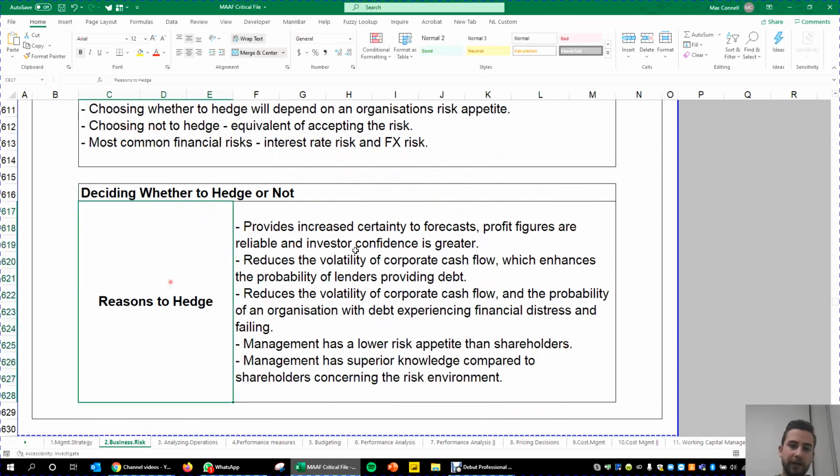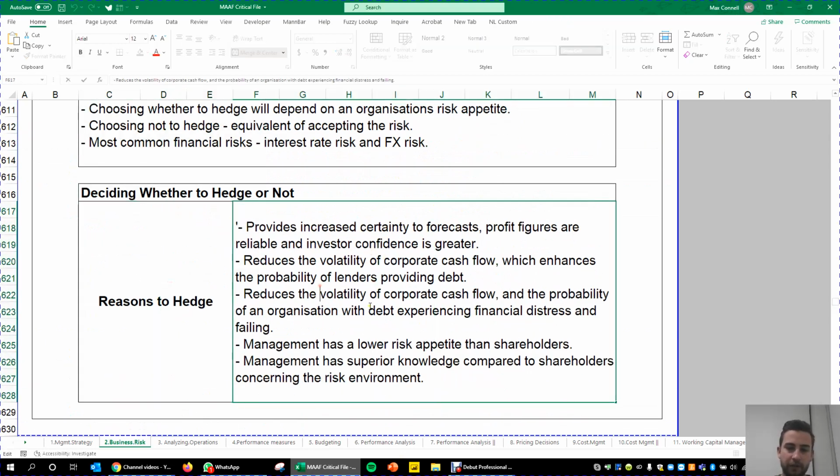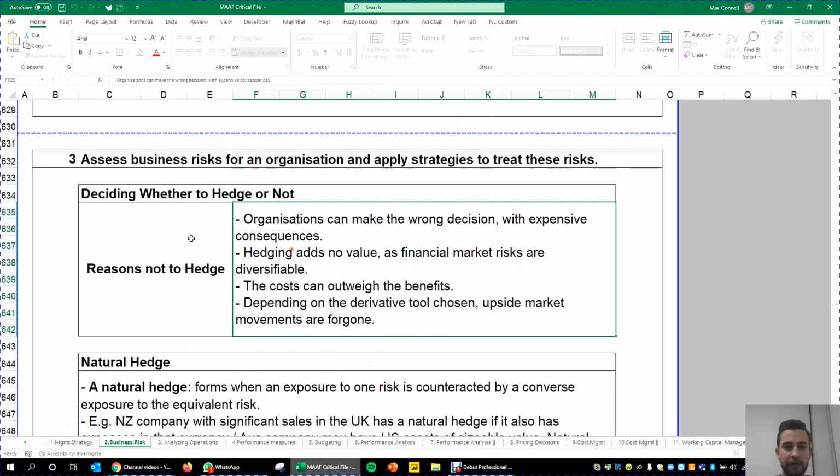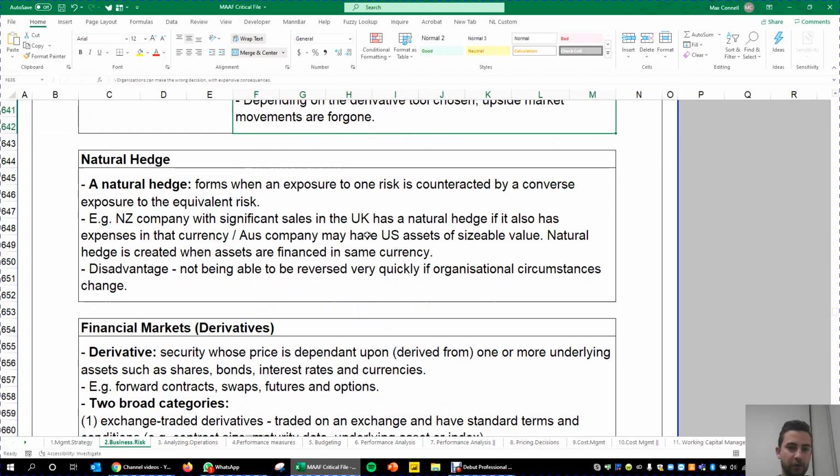And you might do that in cases of volatility, in case you have a lower risk appetite than shareholders, if management has a superior knowledge compared to shareholders, and so forth. Reasons not to hedge. Organizations can make the wrong decisions with expensive consequences. Hedging adds no value as financial markets risks are diversifiable. The costs can outweigh the benefits. Depending on the derivative tool chosen, the upside market movements are foregone.